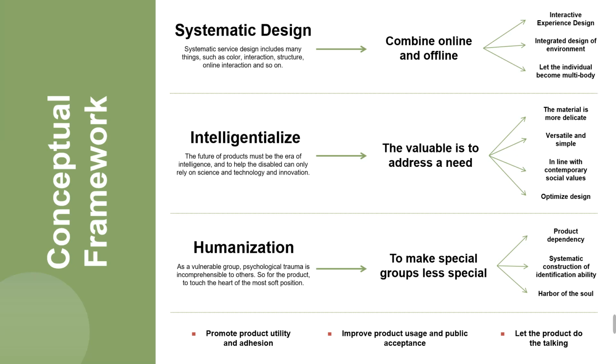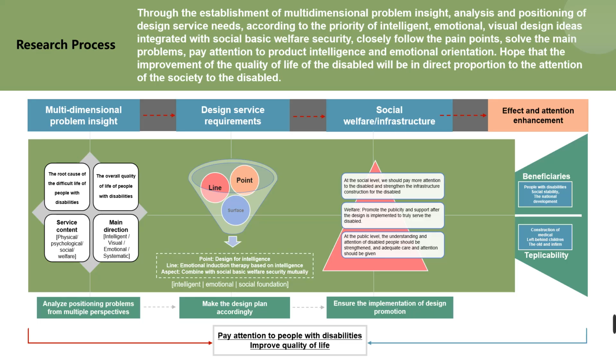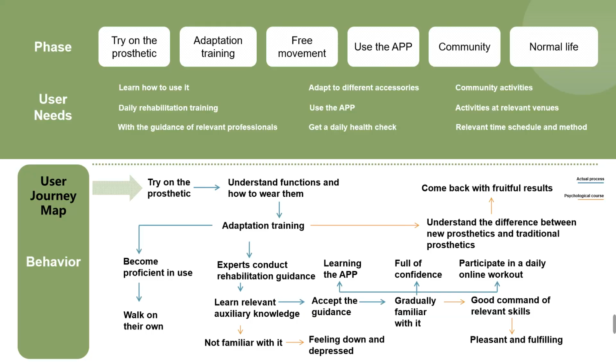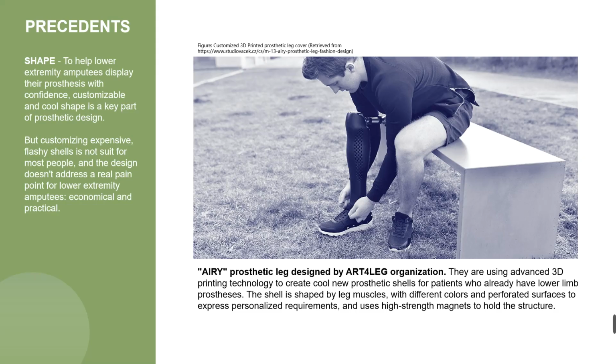So for the product to touch the heart at the softest position, I need to make special groups less special. Through the research process, I understand that I need to pay attention to people with disabilities to improve quality of life. And I also created a user journey map to try my best to analyze the action patterns of my target users after using the products I designed, which can help me get closer to the real needs of the disabled. I have found several precedents. The most important things that I have learned from those precedents are as follows.